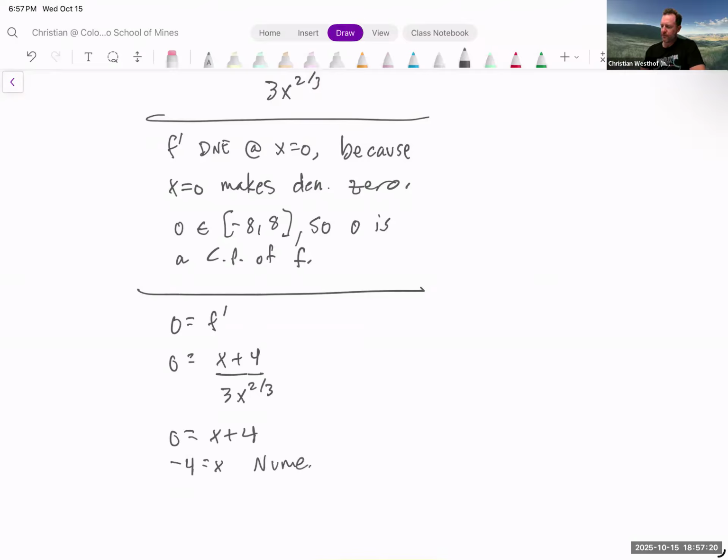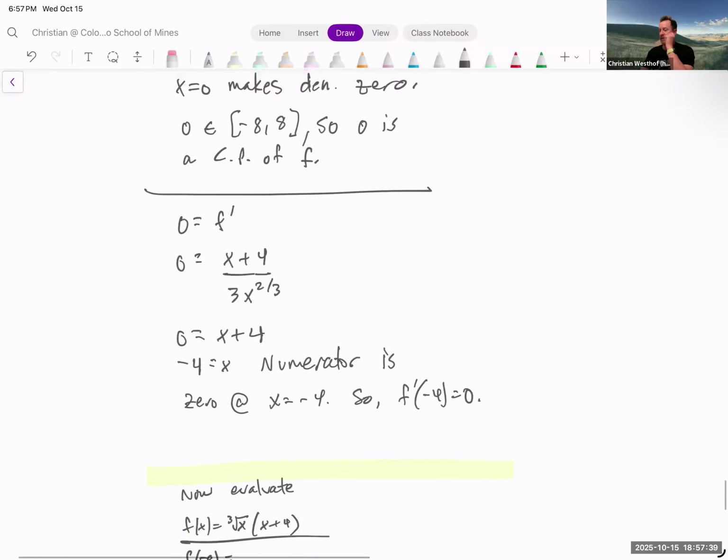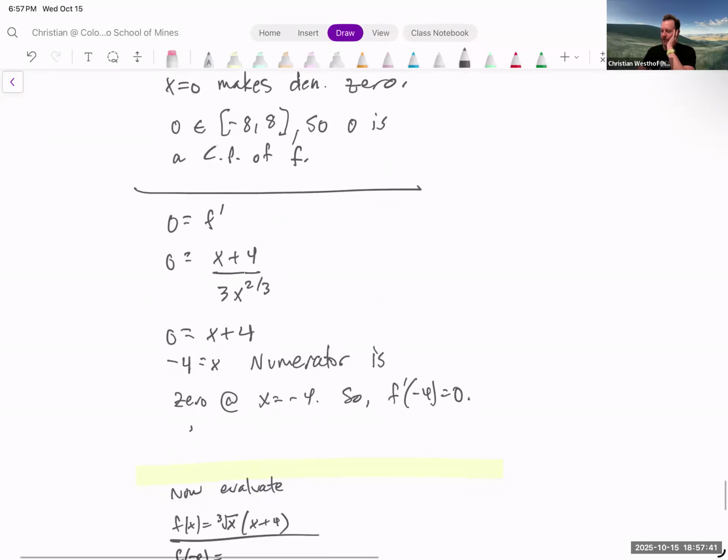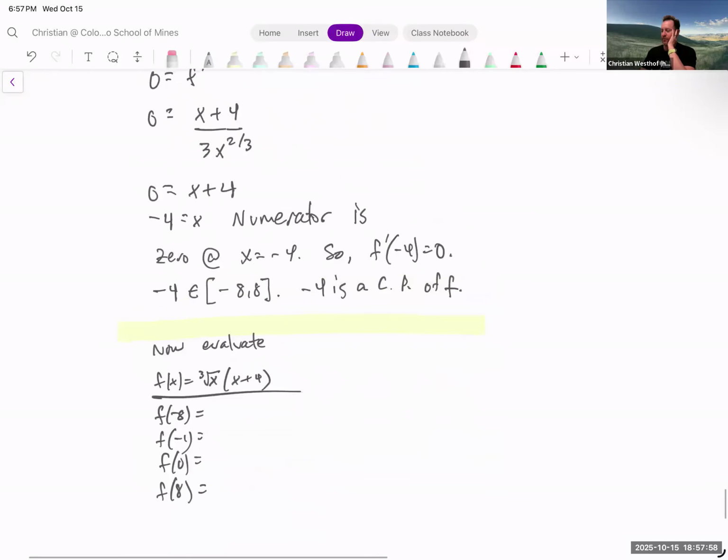So the numerator, and f prime. Now let me say this. Numerator is 0 at x equals -4. So f prime at -4 is also 0. We would get a horizontal tangent line at -4. Again, -4 is in the interval -8 to 8. -4 is a critical point of function f. So we have 4 locations to check.